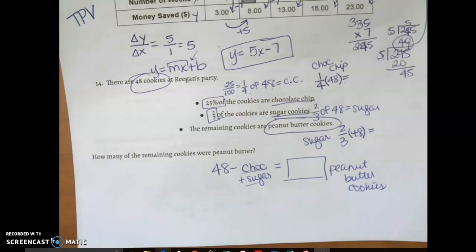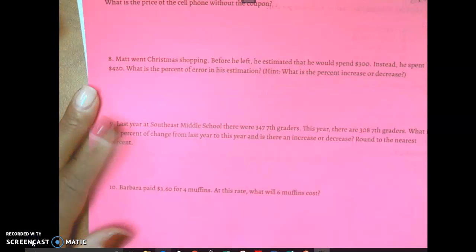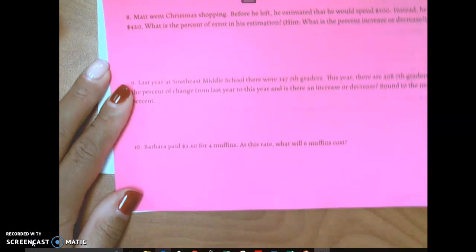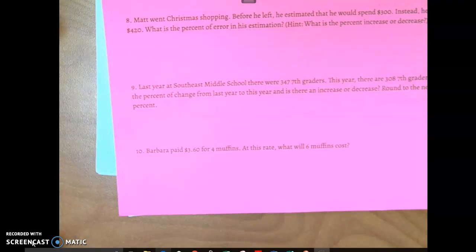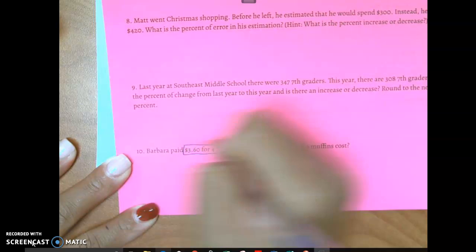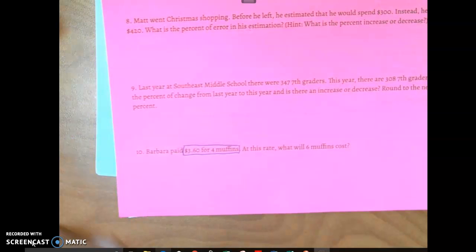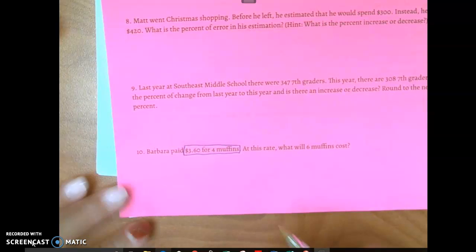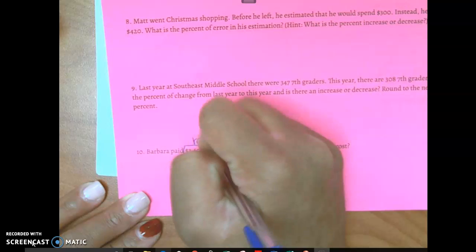Okay, get ready to go. Can y'all see? Number 10 says that Barbara paid $3.60 for 4 muffins. What have they given me? What is that? It's what she paid, and it's a what? Starts with an R. Look at the beginning. The rate. Good. Rate or ratio.